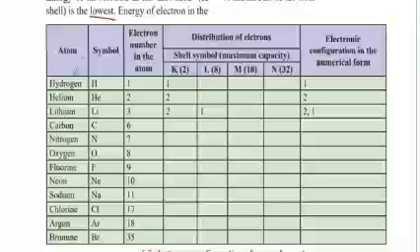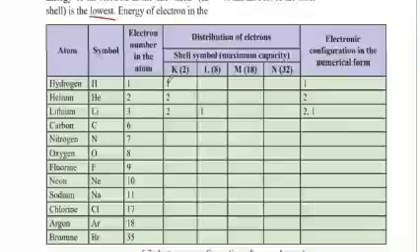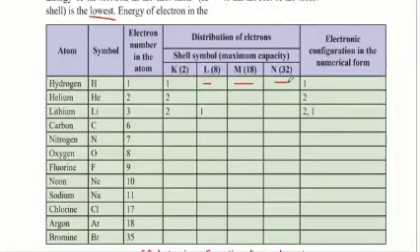Let us see. Hydrogen is the symbol H and it has just one electron in the atom. And that first electron will be placed in the first shell, that is the K shell. Therefore, the electronic configuration is just 1. It does not have any more electrons, therefore the other shells would be empty.